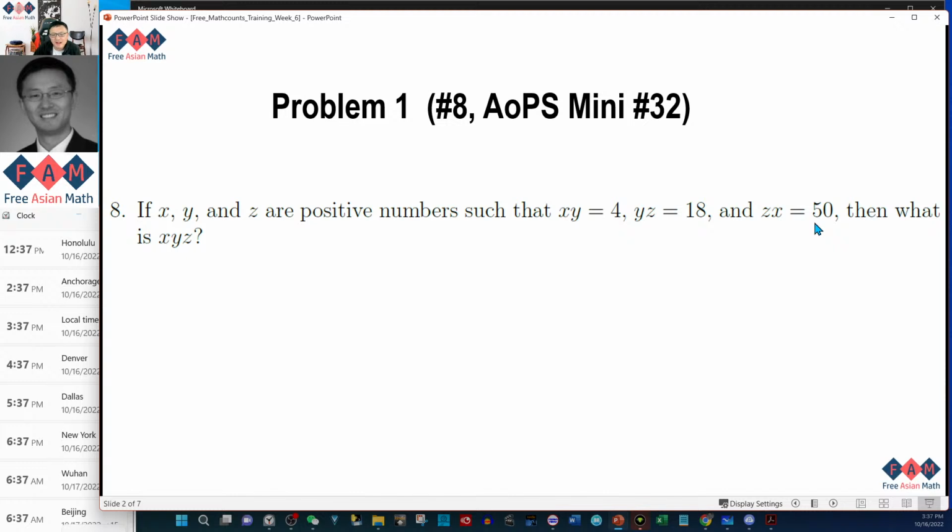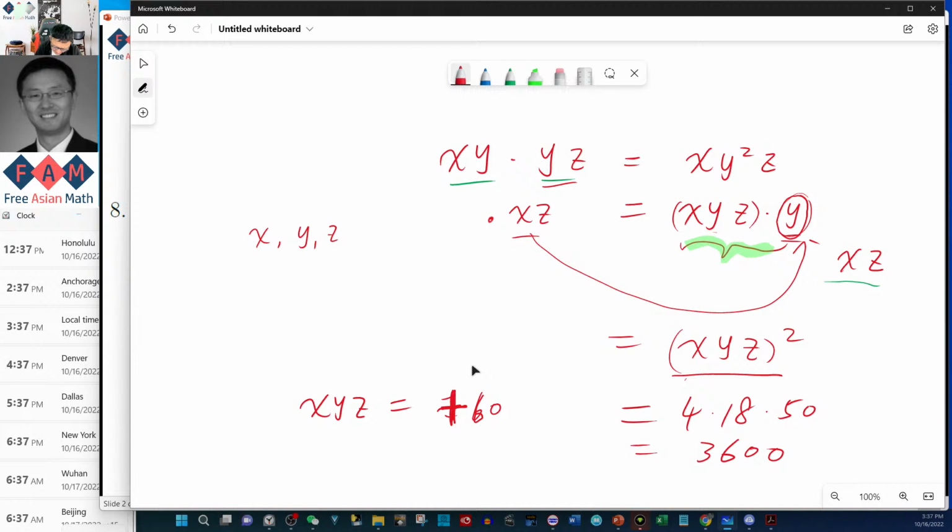If you have just one positive and two negatives, again, you will get two negatives, and this will not work. If you get all three negatives, apparently, then everything will be positive. But in that case, x times y times z would be negative. But since we are already told they are all positive, therefore x times y times z is 60.